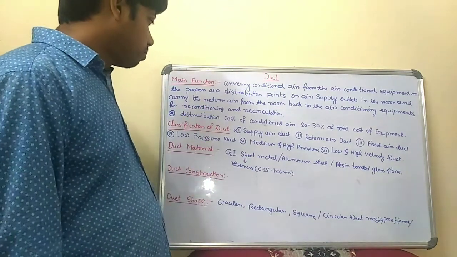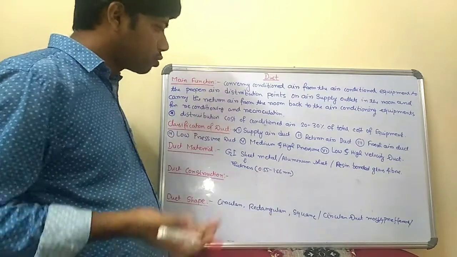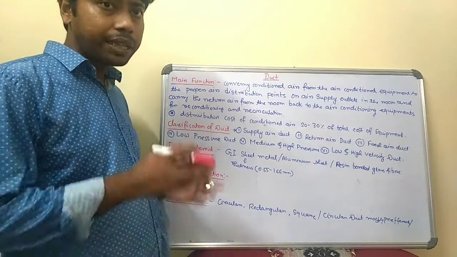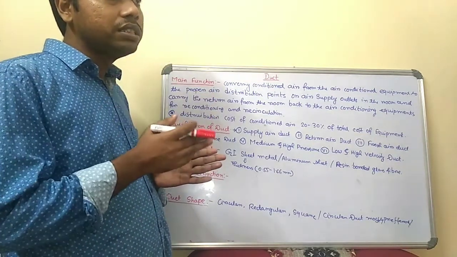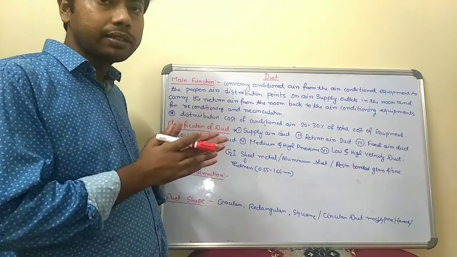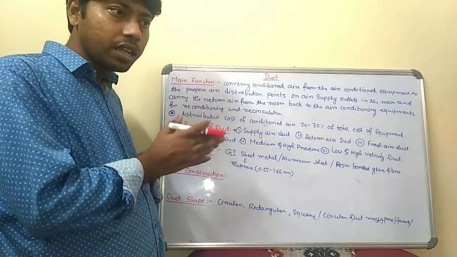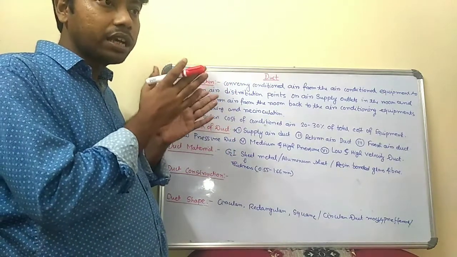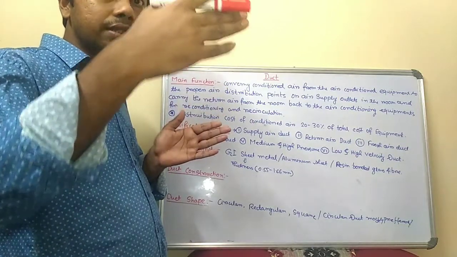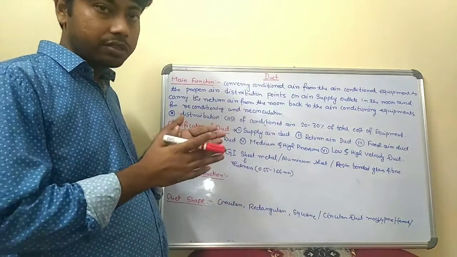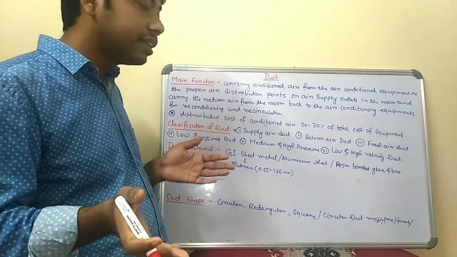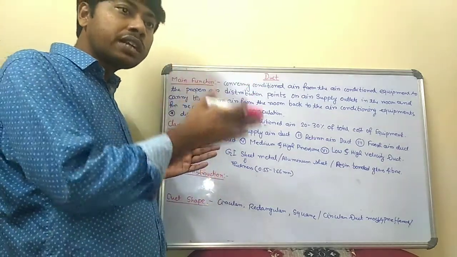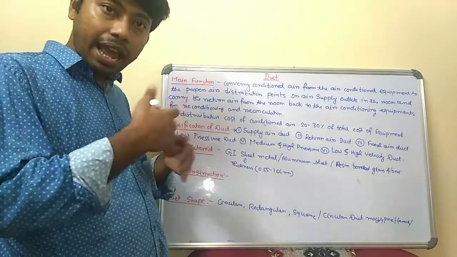Now, classification of duct. There are different types of duct. First of all is the supply air duct. Supply air duct means the duct that supplies the conditioned air from the air conditioning equipment to the space to be air conditioned. So this is called the supply air duct. Return air duct means the duct for the air returned from the room to the air conditioning equipment to be recirculated and reconditioned.